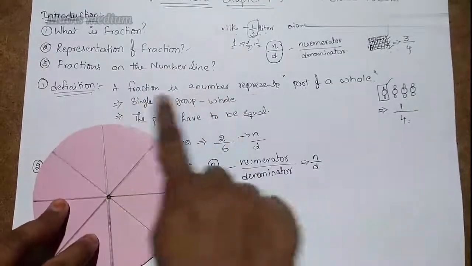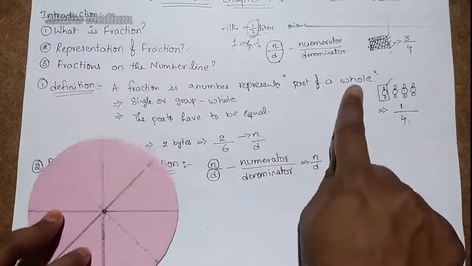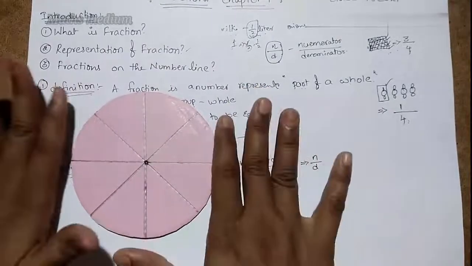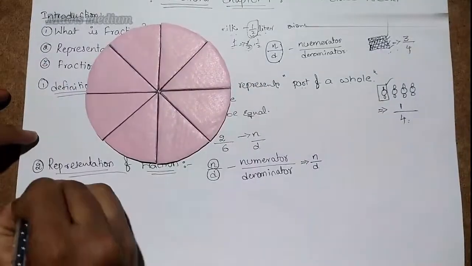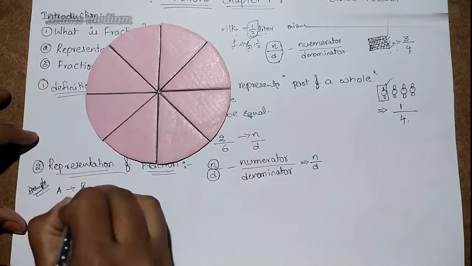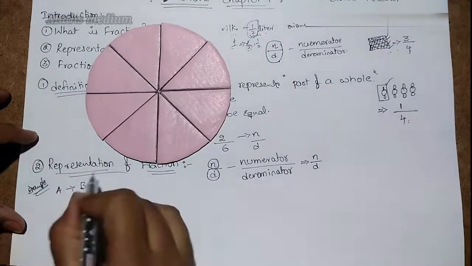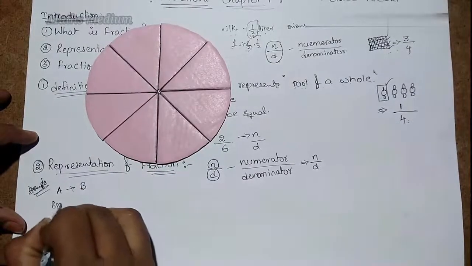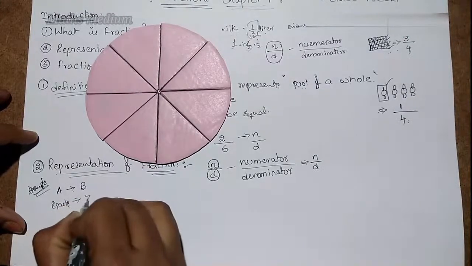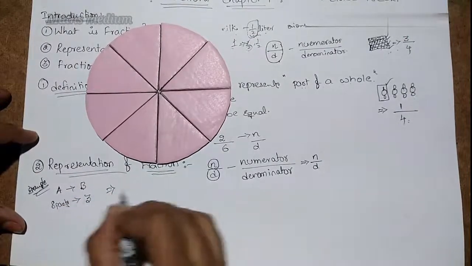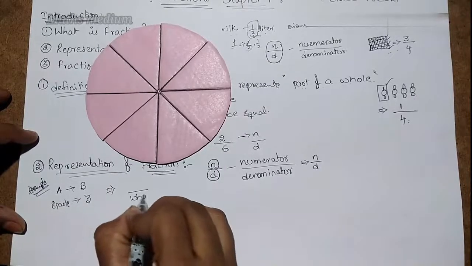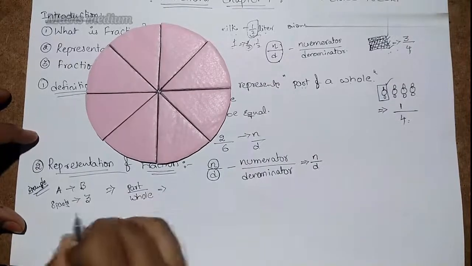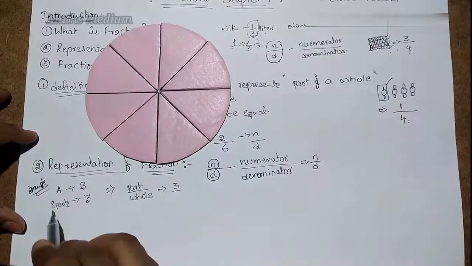See here, a fraction represents part of a whole. The parts have to be equal, so I am dividing it into equal parts. If you take an example of A and B, those are two friends. A has 8 parts of a circle. We are asked to give 3 parts. So how are we going to represent it? The whole is the denominator and the numerator must be the part. So here 3 parts, that is 3 and 8.